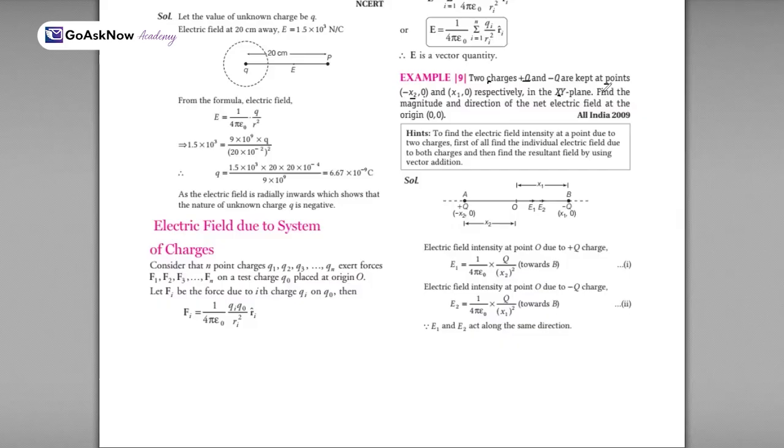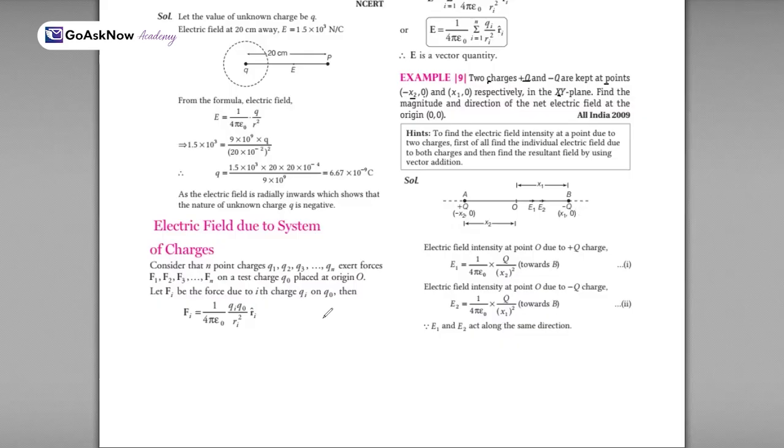To find the electric field intensity at a point due to charges, we have to find the individual electric field due to both charges, and then the resultant field will be calculated by adding the electric field due to each charge vectorially. Because electric field is a vector quantity, we will add them in the final step, and that will be vectorial addition.